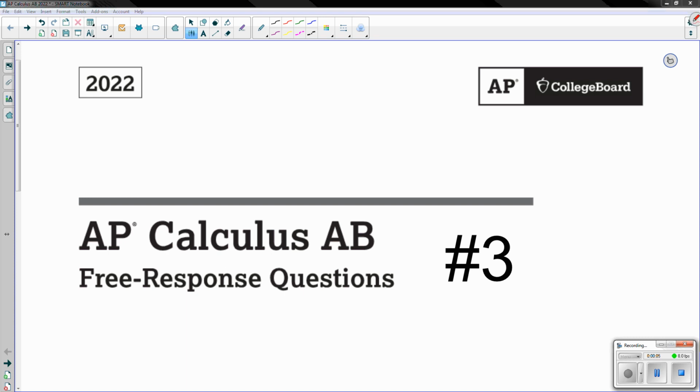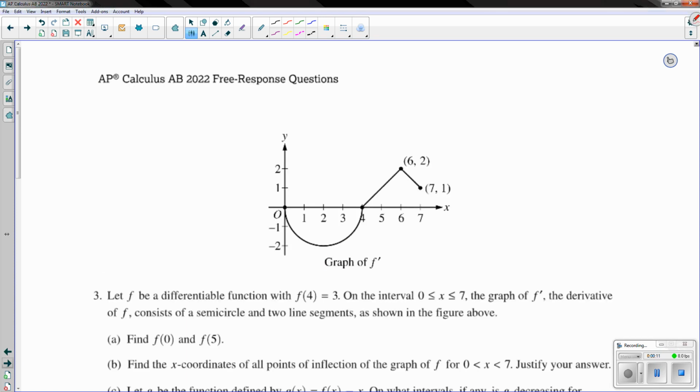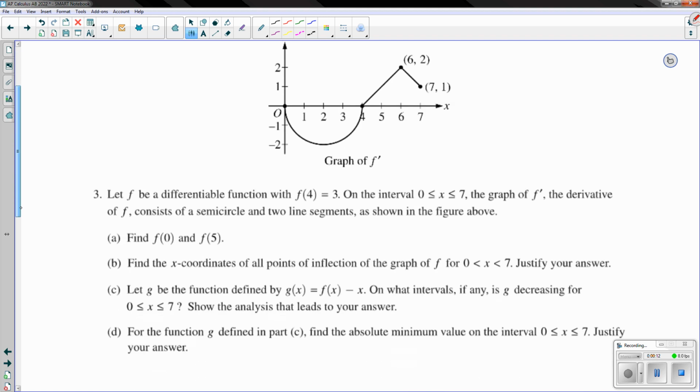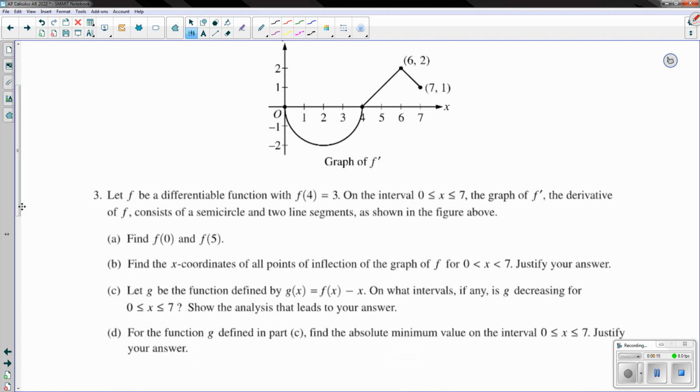2022 AP Calculus AB free response question number 3. We have a graph of a derivative of f, so let f be a differentiable function with f of 4 equaling 3, so they give us some initial condition that's likely going to be of some use in this problem. On the interval from 0 to 7, both inclusive, so we have a closed interval we're working with.